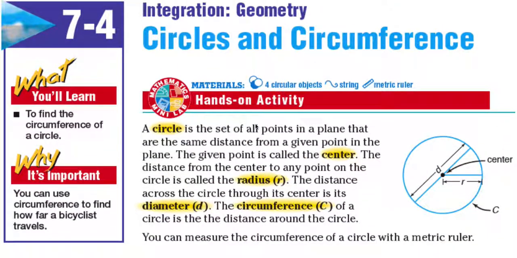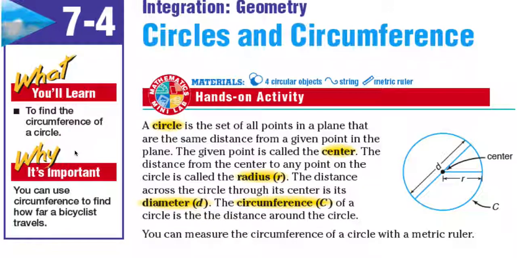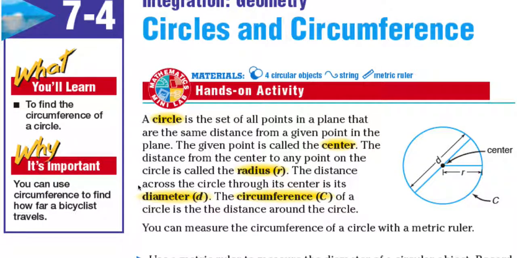Lesson 7-4, Circles and Circumference. In this lesson, you learn to find the circumference of a circle. And you can use circumference to find how far a bicyclist travels. Okay, let's take a look at this activity and let's look at the keywords in this lesson.